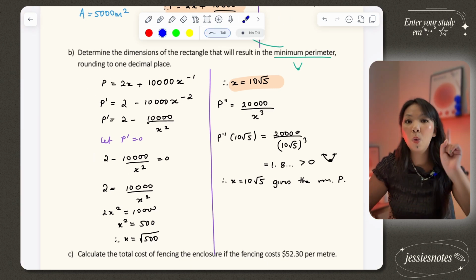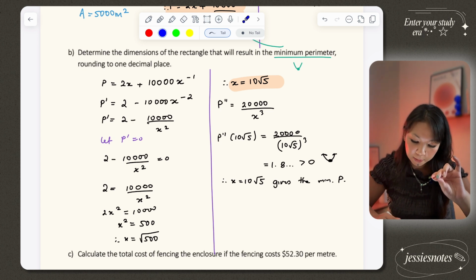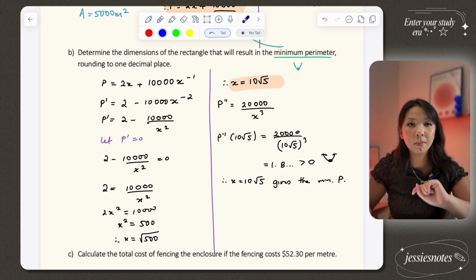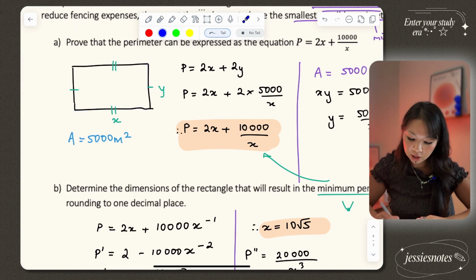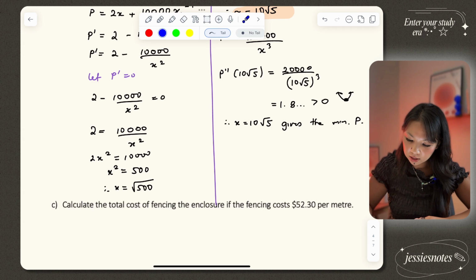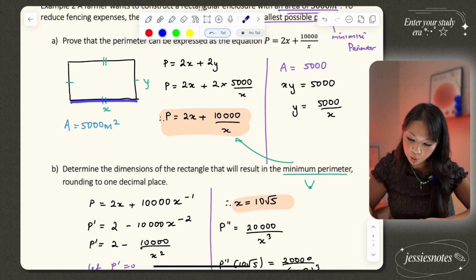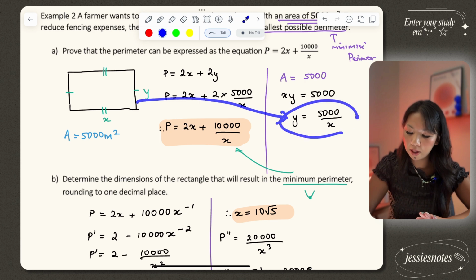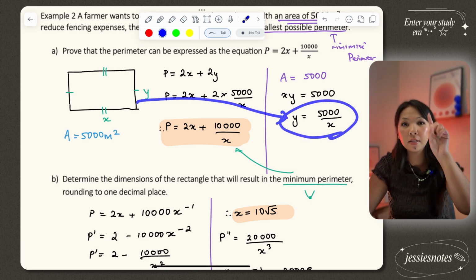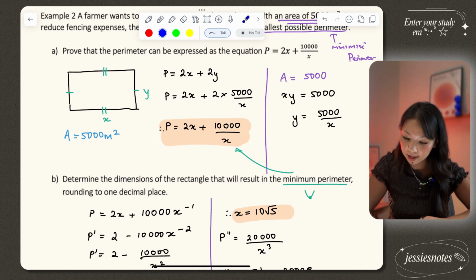Okay, now always read the question. Make sure you answer the question properly. Part B says determine the dimensions of the rectangle that give the minimum perimeter. Dimensions means length and width. We just have the length, which is 10 root 5. If I want the width, I need to find the y value, and I'm going to use this formula from part A where I made y the subject, which is 5,000 over x.